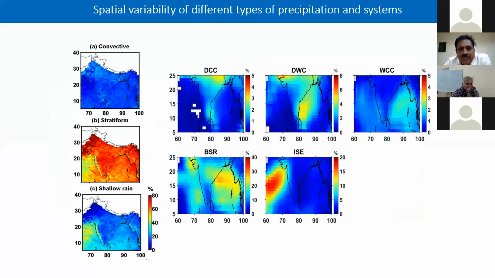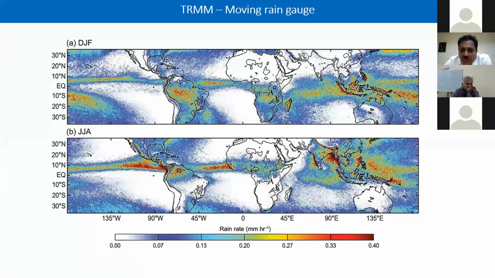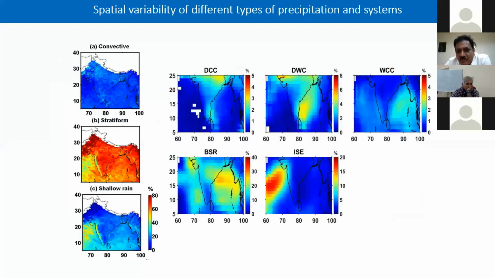So for example, in addition to this global tropical rainfall, we can divide what type of precipitating systems are there in the country: where are the shallow rain regions in India, where are the deep convective regions, where are the deep wide convective regions, and where are the stratiform dominated regions. This kind of information we got because of TRMM.